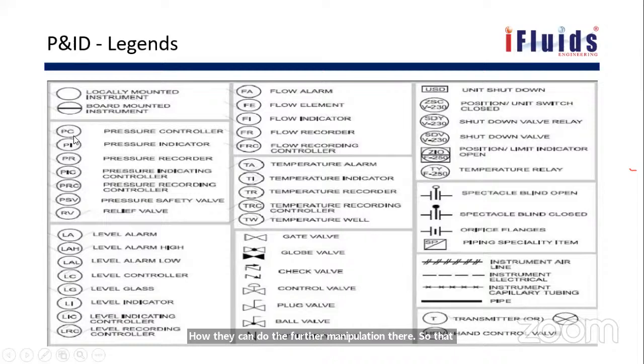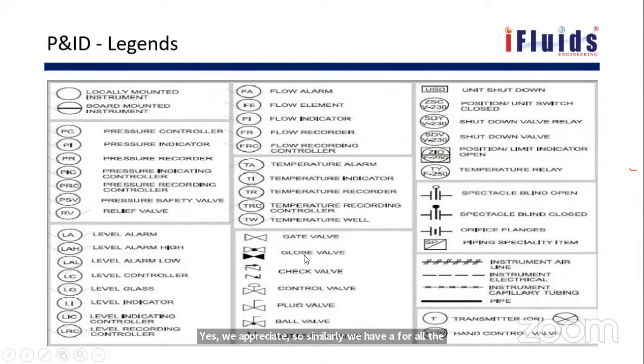So then PC is the pressure controller, PI is the pressure indicator, and PR is the pressure recorder. PIC is the pressure indicating controller, PRC is the pressure recording controller, and PSV is the pressure safety valve. So similarly, we have a legend for all the things.